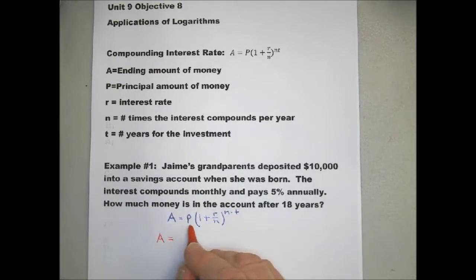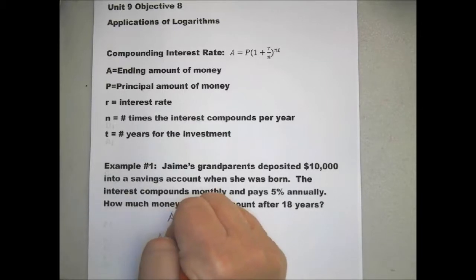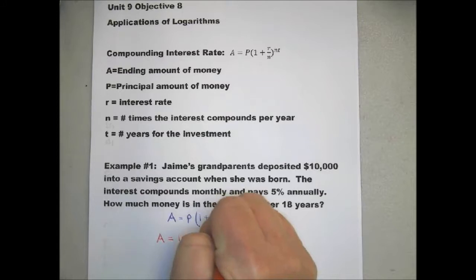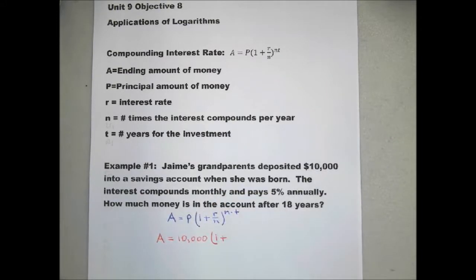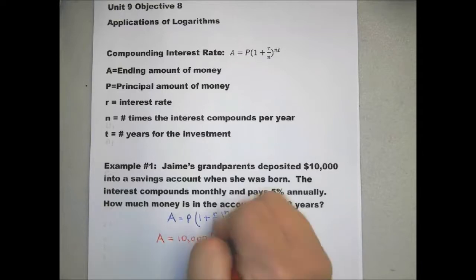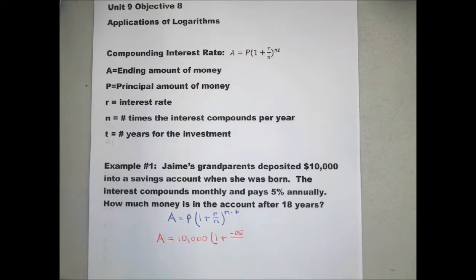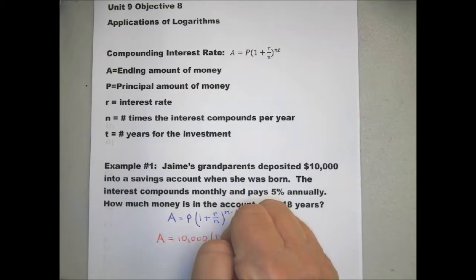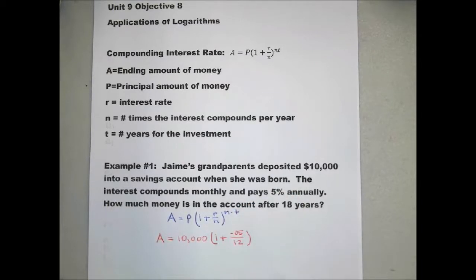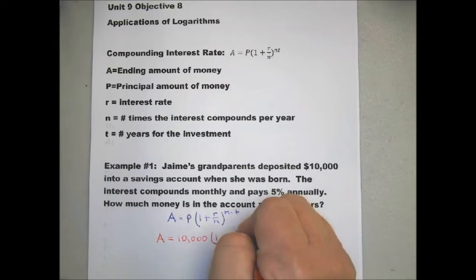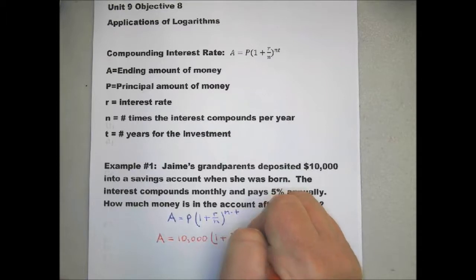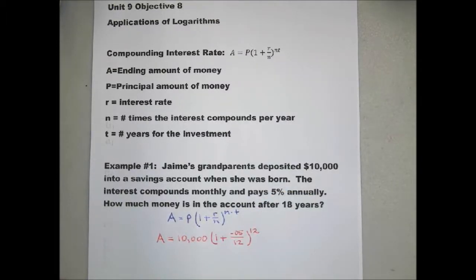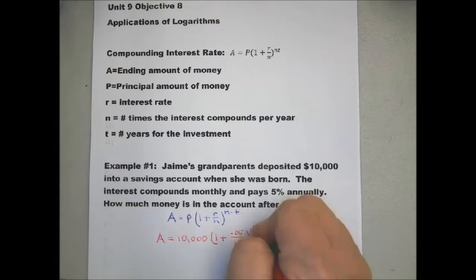The principal amount, the initial amount of money they put in, was $10,000. 1 plus the interest rate is 5%, so we're going to call that 0.05. It's compounded monthly. Well, there's 12 months in the year, so that would be 12. And then the power that it gets raised to is n times t. So again, if it's compounded monthly, that means it's going to be compounded 12 times during the year. And if it's for 18 years, then it's basically 12 times 18.